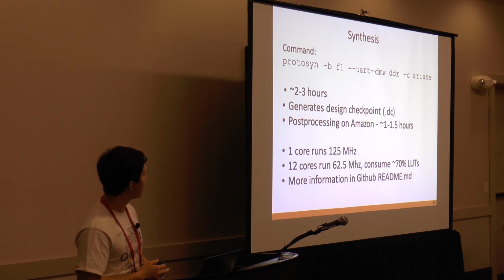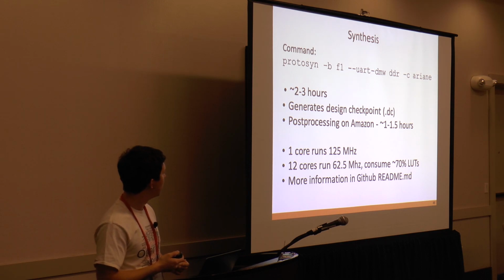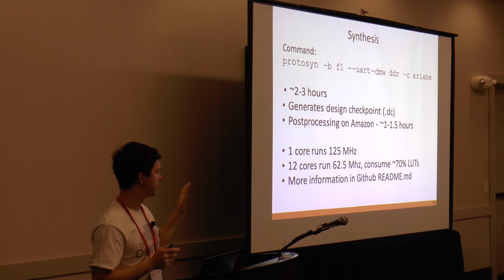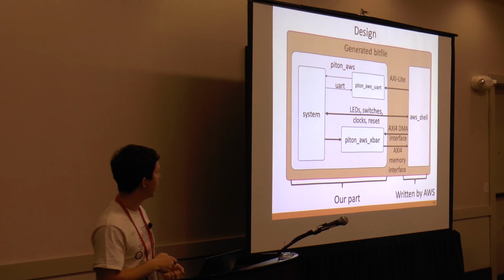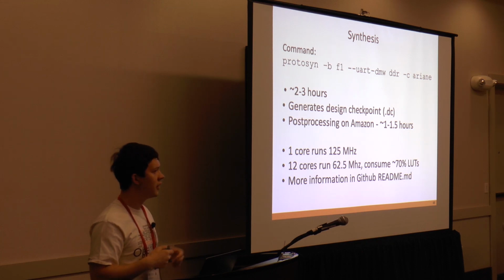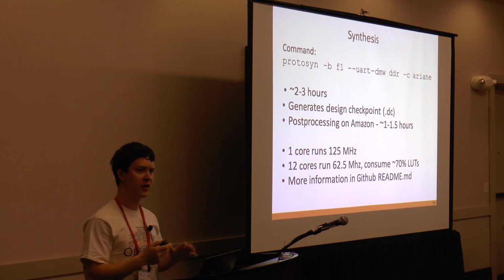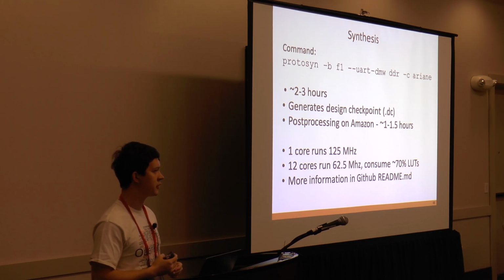A bit about runtimes. I think I covered it before. The synthesis for, I believe, 8 cores is around 3 hours. Smaller designs take less time. There is also a post-processing step, where it combines the shell and custom logic together. Depending on the queuing on Amazon, it takes up to 1.5 hours. It doesn't depend on our design. It's just Amazon latency.